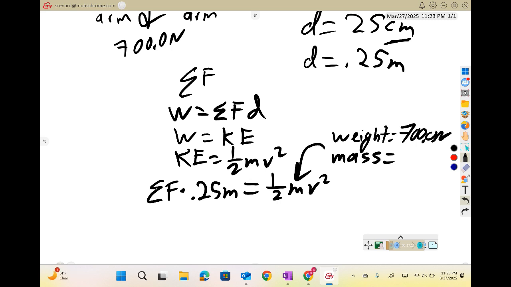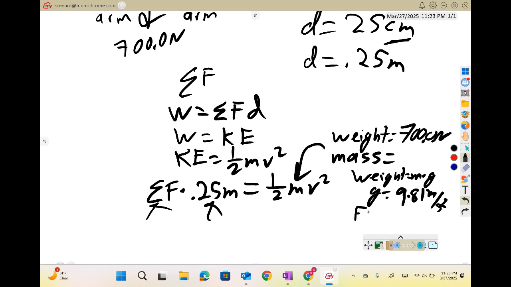And then once we have the sum of the forces, multiply that by 0.25, get the mass, because remember, weight is just mass times gravity. We know that gravity equals 9.81 meters per second squared. So we know that weight is a force. Force equals mass times acceleration, or in this case, mass is going to equal force divided by acceleration. So as we get that, we know the mass of the object. We can plug it into this equation and then solve for our velocity.